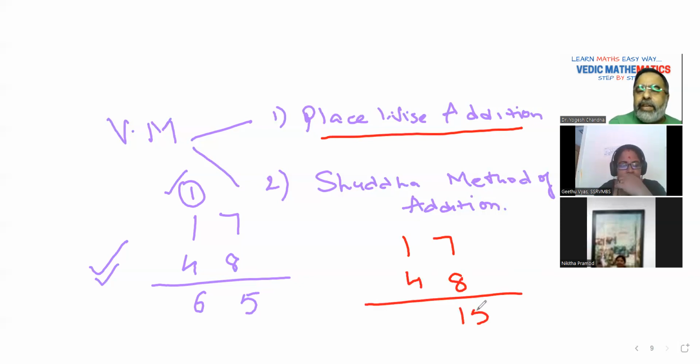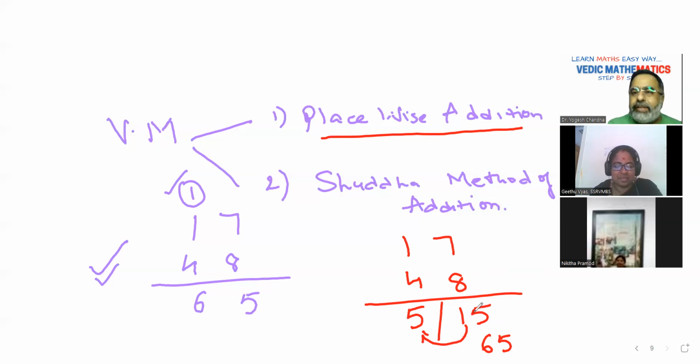Now coming to place-wise addition, as the name suggests, it's a very simple thing. 7 and 8 is 15. A balancing line, which I taught you earlier, and 5. Now, as per the rule, the same rule would be applied everywhere in Vedic mathematics. Every place value will have only one single digit. 65.